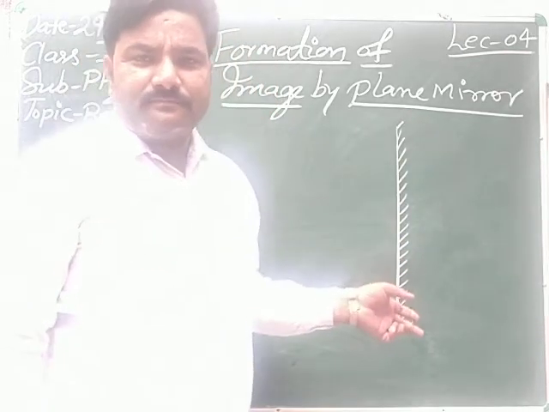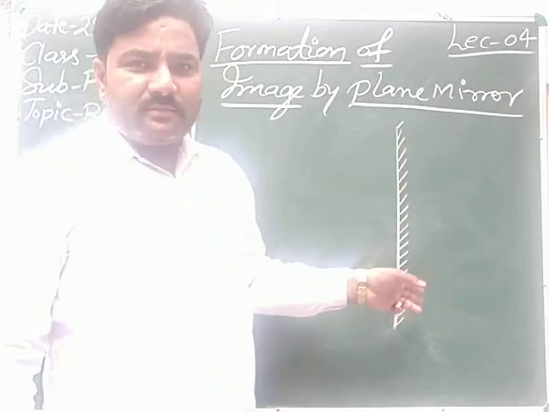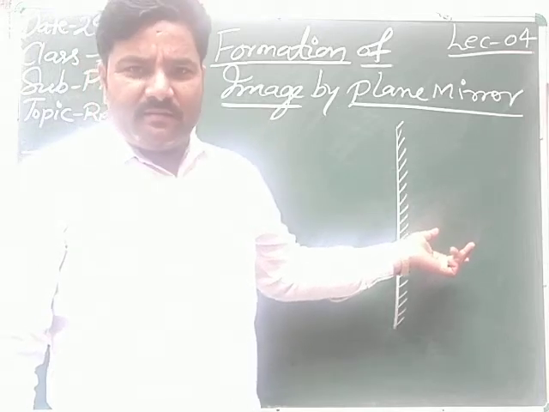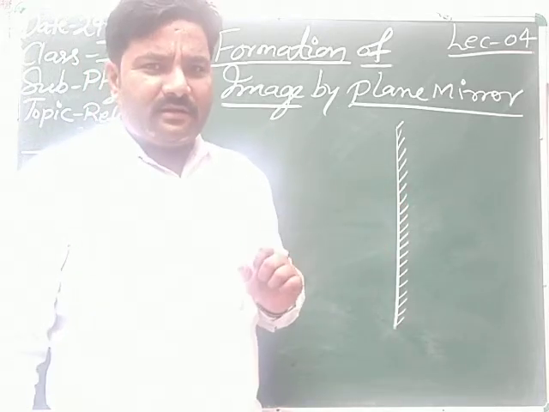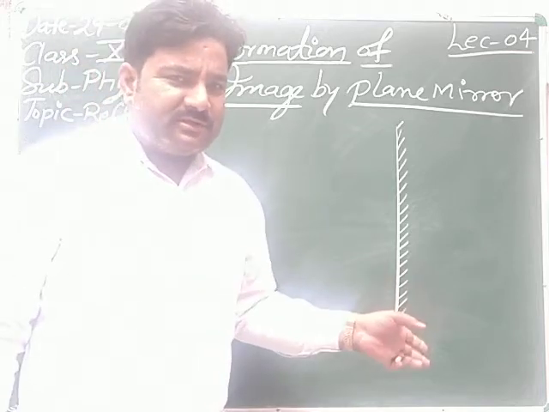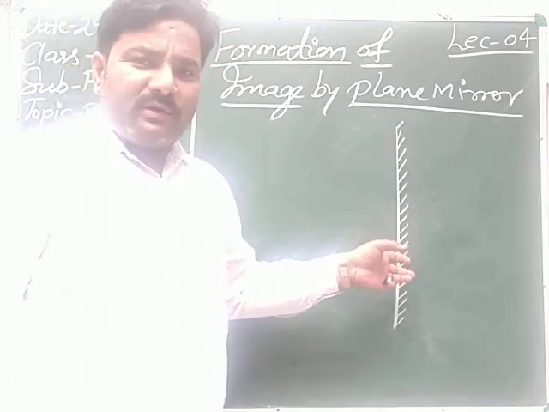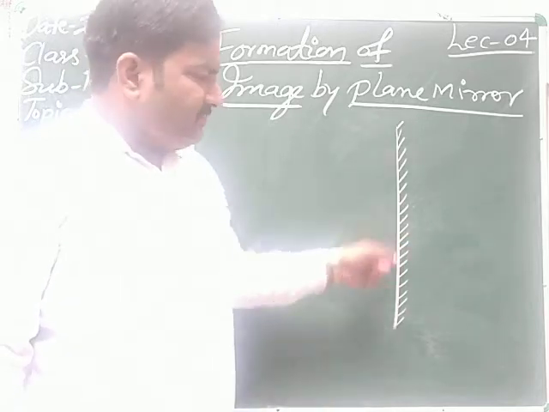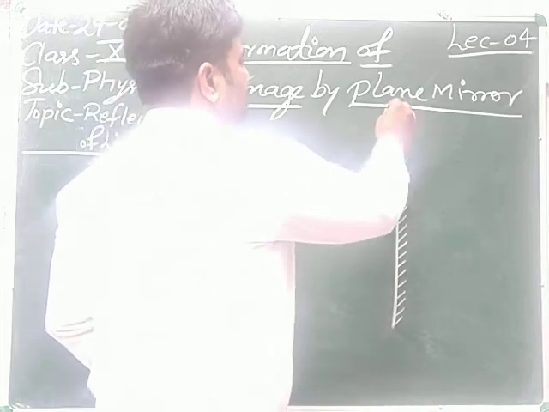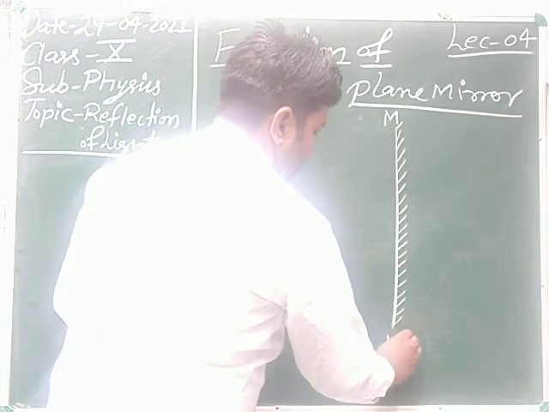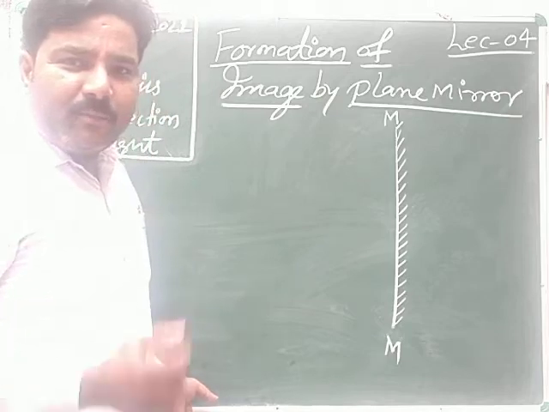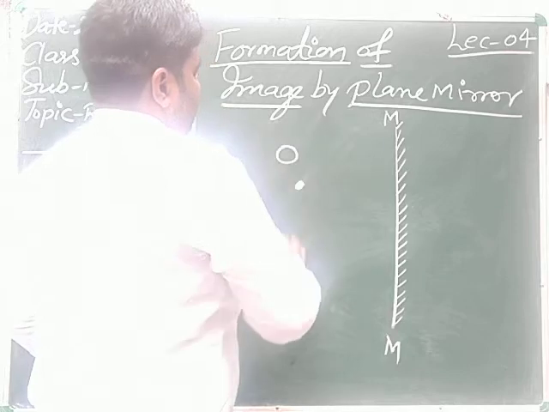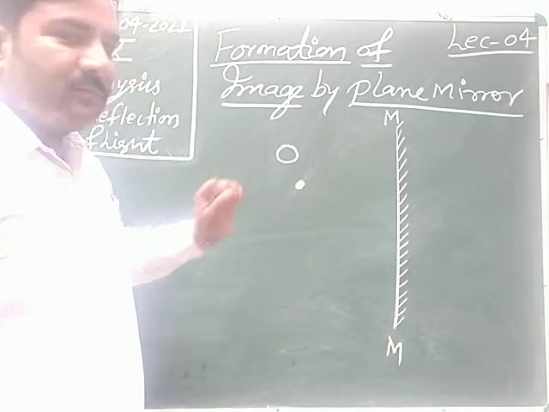A glass sheet, one side silver coated, and then red painted with red lead, a chemical substance. When you paint it outside over the silver coating, then the plane mirror is prepared. And here is the plane mirror, and a point object is held. This is object O.